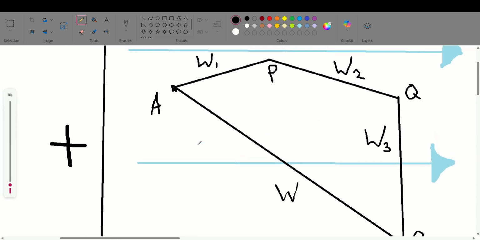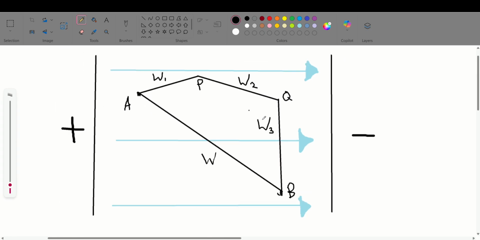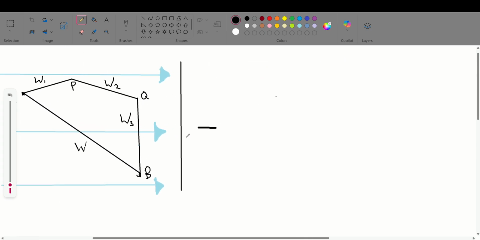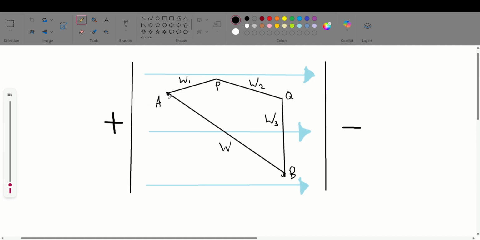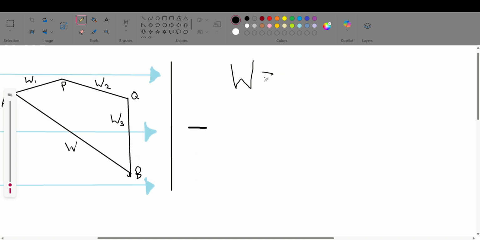Now we know that in an electrostatic field or in an electric field, the work done does not depend on the actual path followed by the object or the charge. It just depends on the displacement between the final point and the initial point. So now what this tells us is that the work done while traveling the shortest path, which is directly from A to B, which is W, is going to be equal to the work done in traveling along the longer path. So W is going to be equal to W1 plus W2 plus W3.